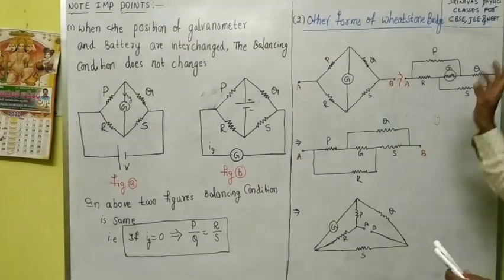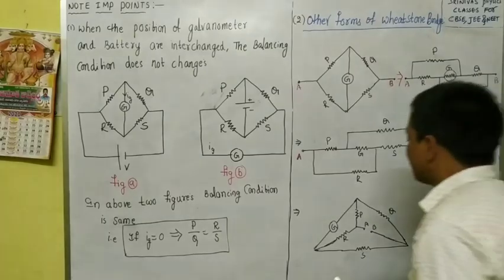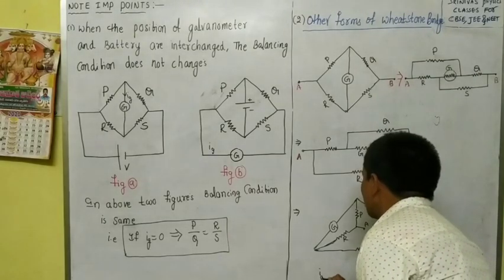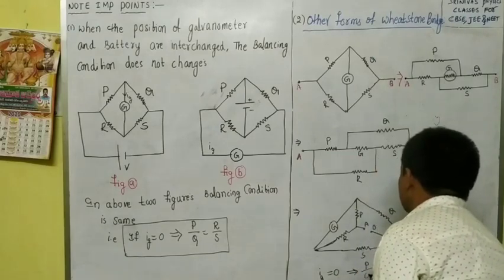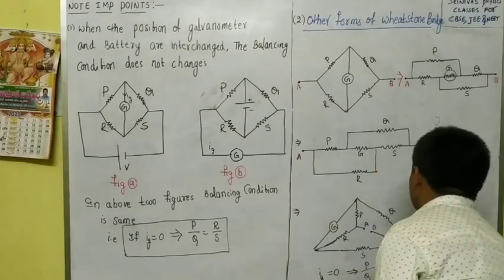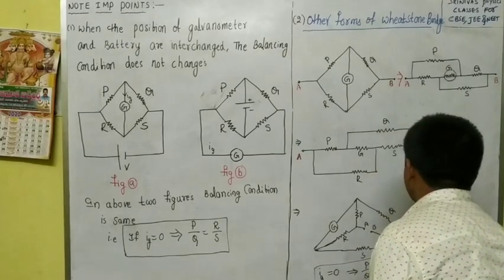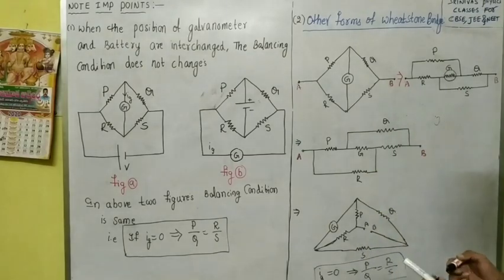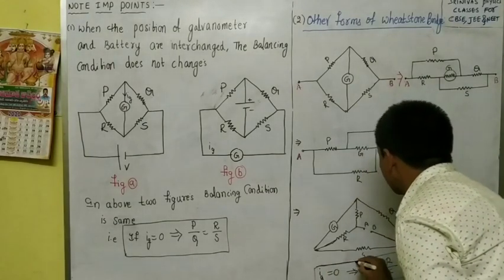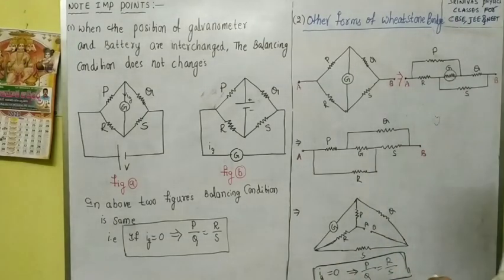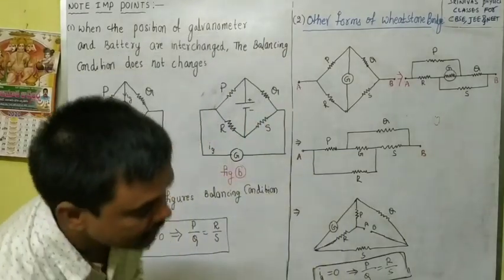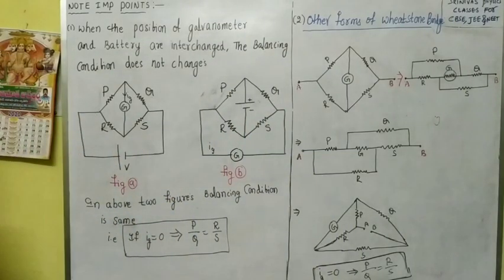In all the cases, when the current through the galvanometer is 0, then we write P by Q equal to R by S. This condition is obeyed for all. What is the condition? If the current through the galvanometer is 0, then P by Q equals R by S. These are the other forms of Wheatstone bridge.